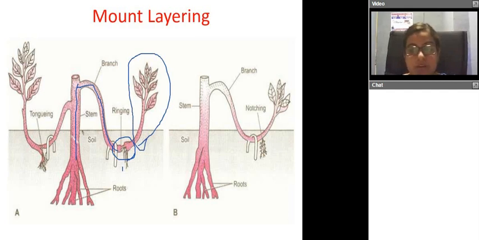Now what do we mean by ringing? The outer cambium is removed. Okay? Only the inner cambium remains over here. After removing the outer part of the bark, it is provided with essential nutrients, sunlight and water, and a new plant is generated from it.